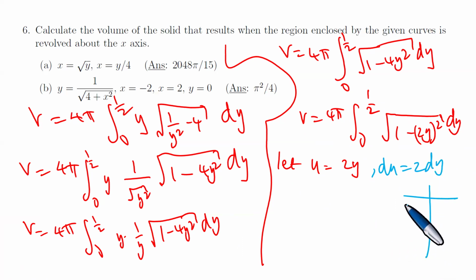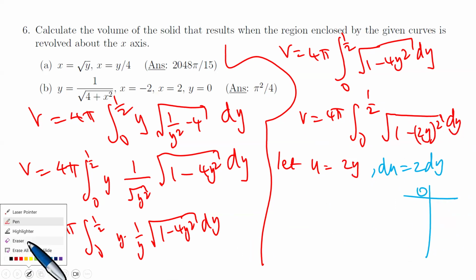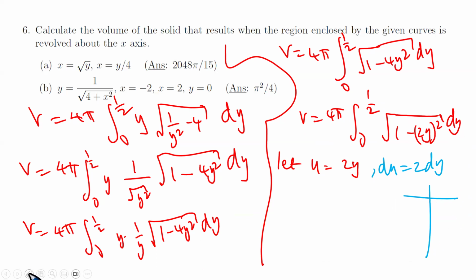You know, the easiest one was to use the disk method, because it's sitting on the given axis. But okay, you integrate from, now this one is y to the new variable. The new variable is u. Y is from 0 to 1/2. U is from what? U is 2y, which is 0, and 2 times 1/2 is 1.